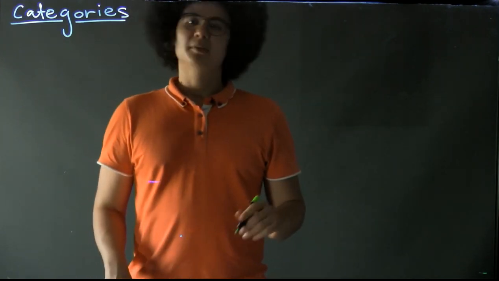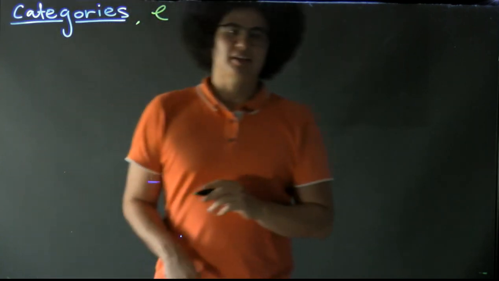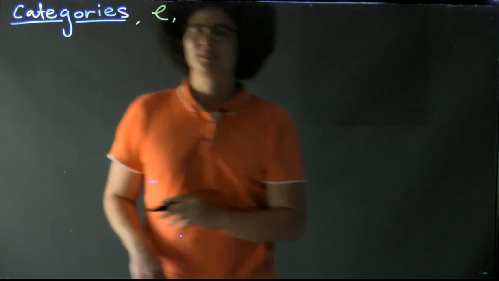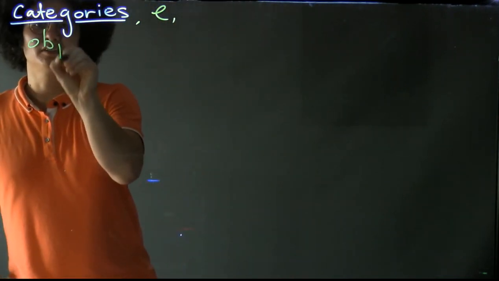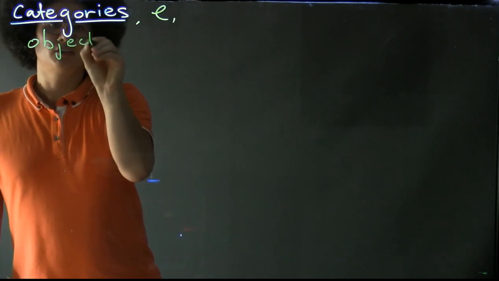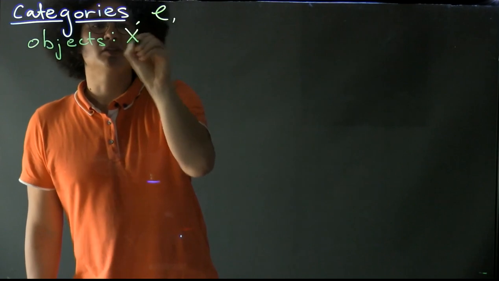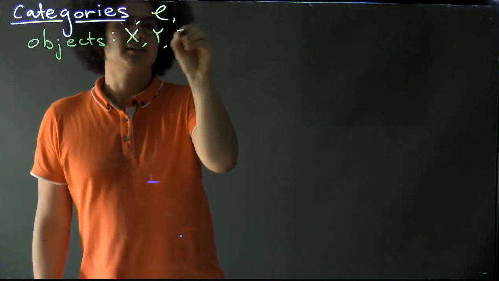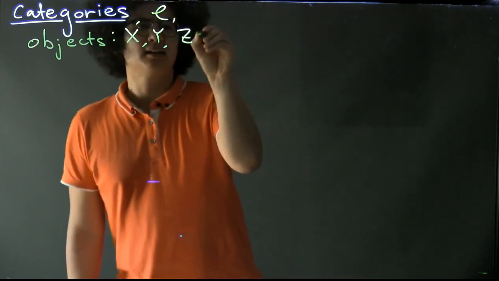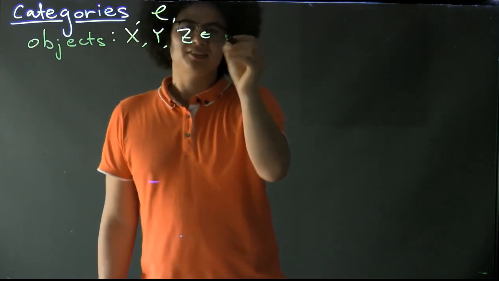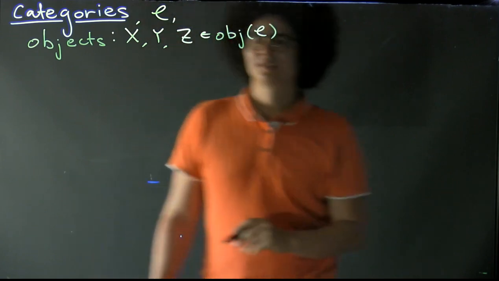In this video, I'm going to define what a category is. First, we'll give our category a name, say C. And a category consists of a collection of objects. Note that I said collection and not set, because it's often the case that the collection of objects in a category is a proper class. But we still write, using set notation, that these are objects in the category.